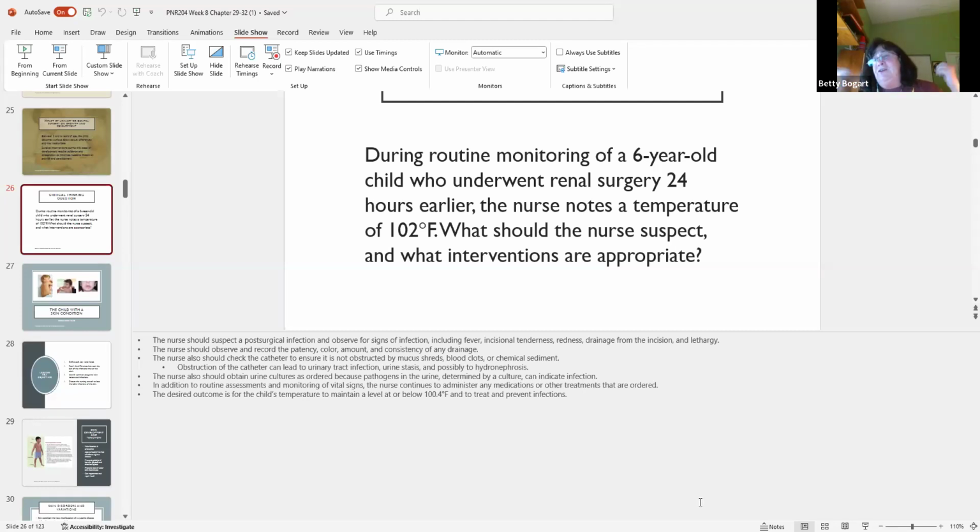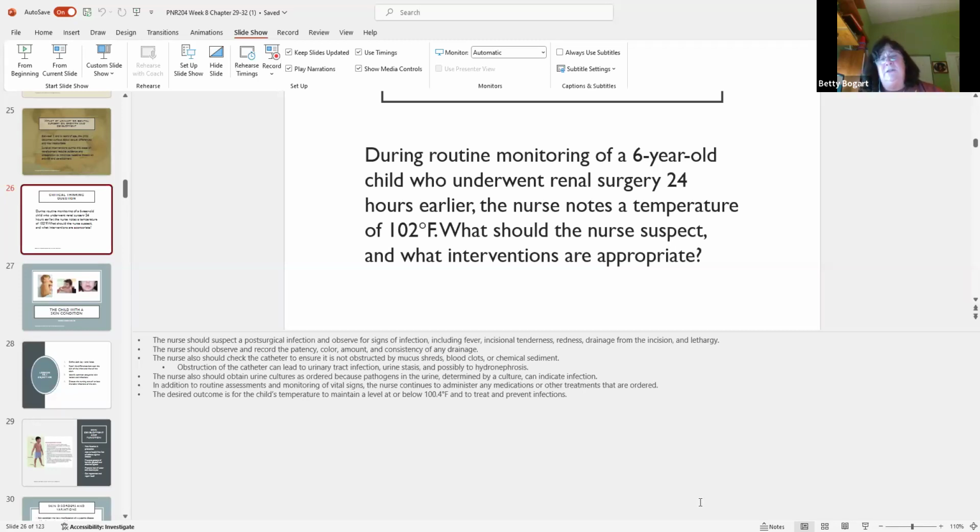And renal surgery is usually in the back. What does the abdomen look like? Is it distended? I mean, there's so many things just by looking you can tell. So it's something, 102 fever. Sometimes it is normal to have a little bit of fever after surgery. Sometimes not. So we always will tell the nurse in charge, get the doctor, let them know what's going on.